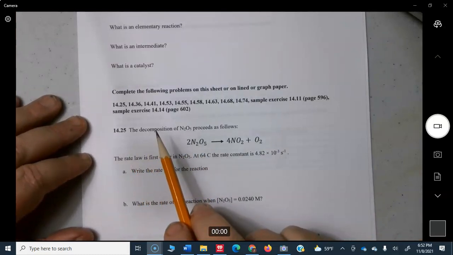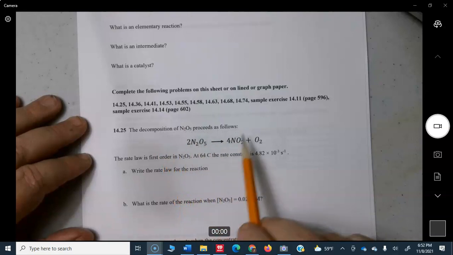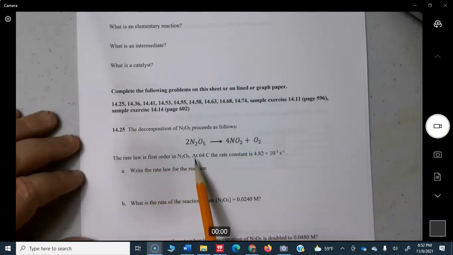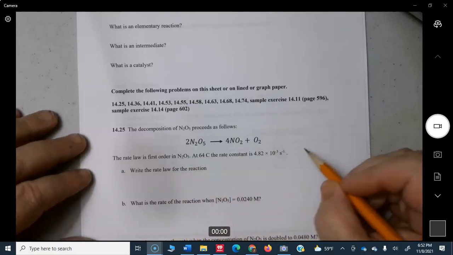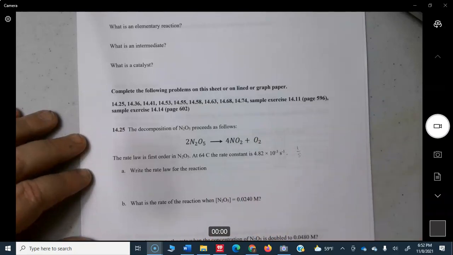All right, so let's go ahead and get started with 14.25. The decomposition of N2O5 proceeds as follows. And there it is right there. It says the rate law is first order in N2O5 at 64 degrees, and they give you the rate constant right there. And a first order rate constant is always 1 over s. So that's the way you can express 1 over s.